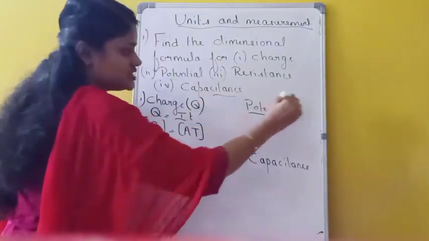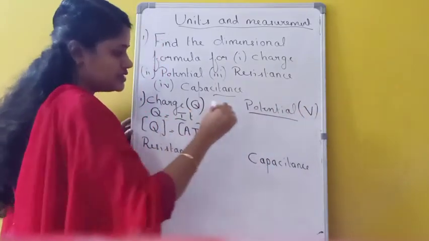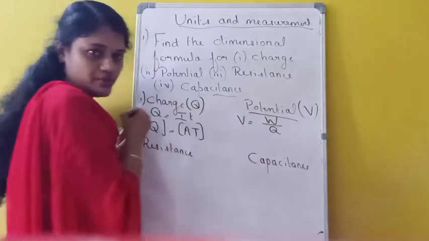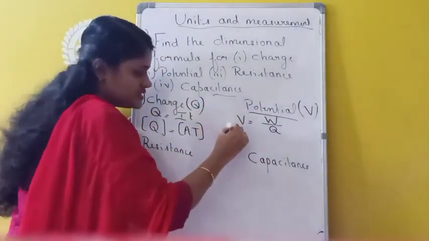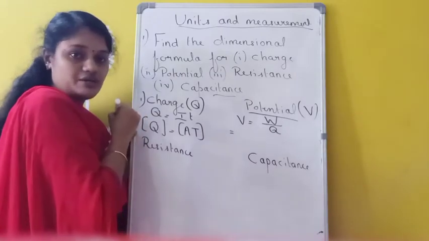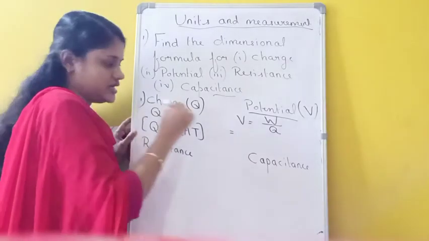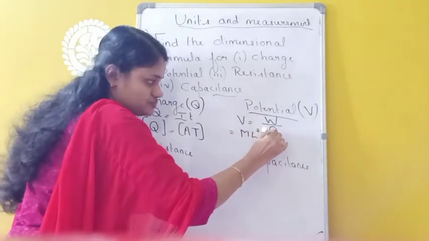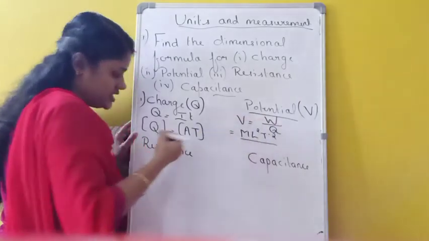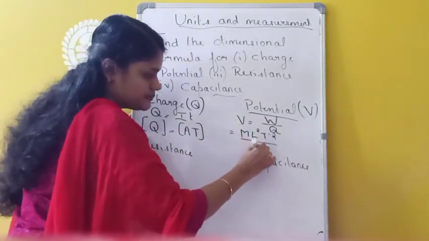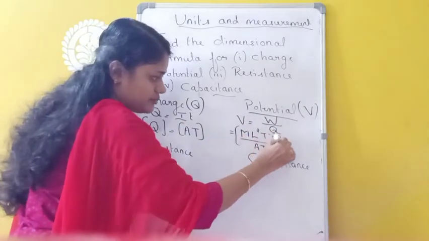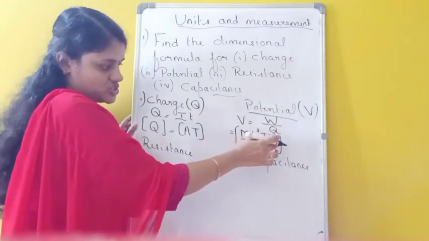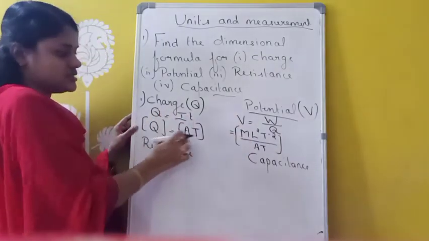Now we have which one? Potential. So potential symbol is V, capital V. So V equals, we have the formula work done per unit charge. W by Q. Okay. So what is the dimension for work done? So work done dimension is same as which one? Energy dimension. Okay. That means M L square T raised to minus 2 divided by charge. What is the dimension? A into T. Okay. So we have the dimension for work done. It is equivalent to dimension of energy M L square T raised to minus 2 divided by what is the dimension of charge? A into T.